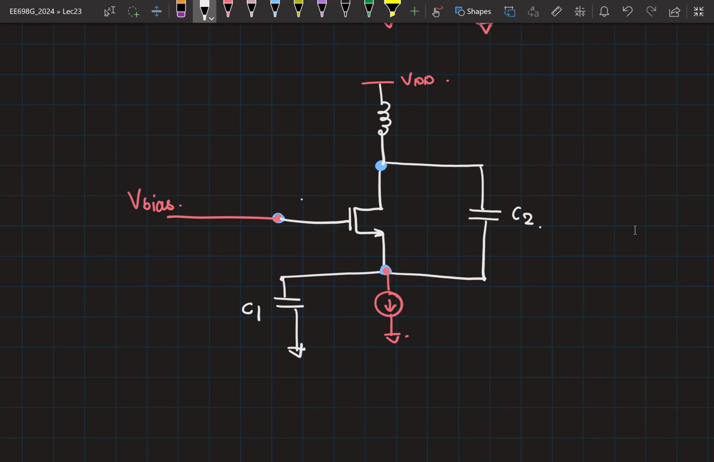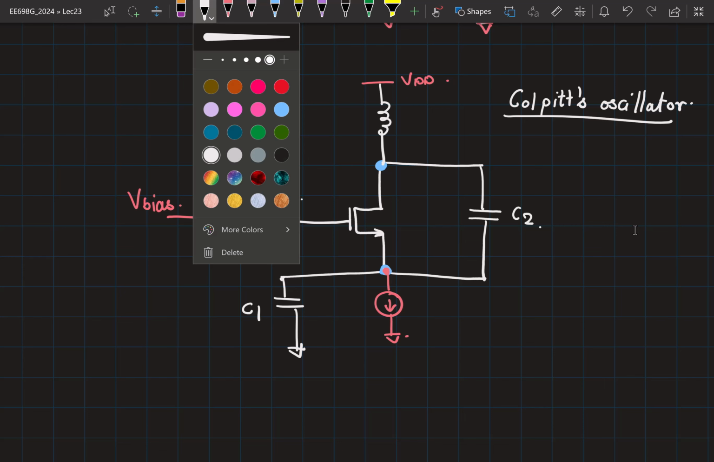So this is another possible configuration, and this configuration is called the Colpitts oscillator. Now if you play around with how you are connecting the biases, for example, you could have kept this to V bias itself instead of connecting it to VDD, you can come out with more configurations. But the three configurations I have shown you now are more popular than the others.